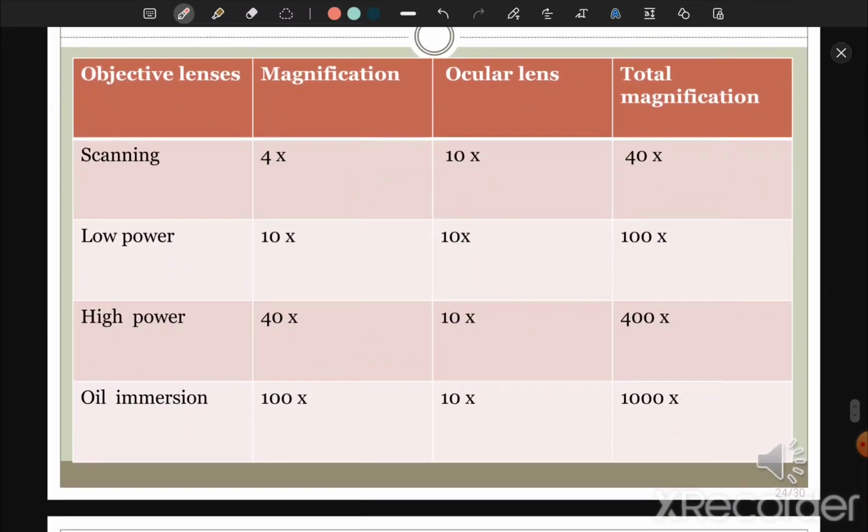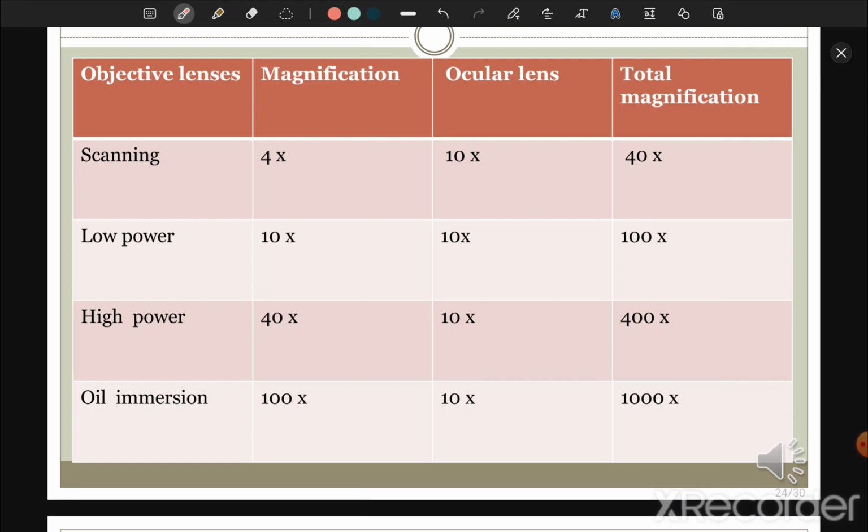The ocular lens is always magnifying 10 times more, so the result will be multiplied. For example, in the case of high power we have 40 times multiplied by 10, which is 400 times magnification power, and for the oil immersion again it is more.